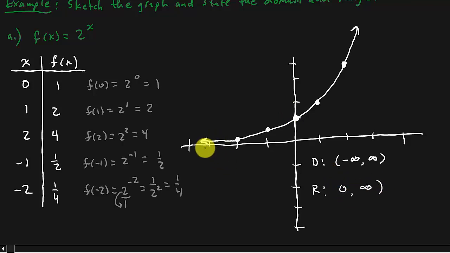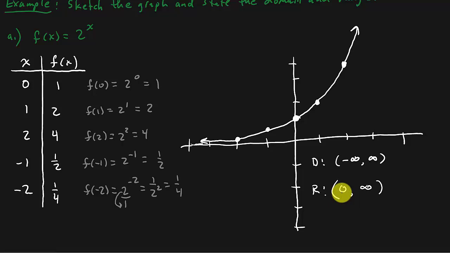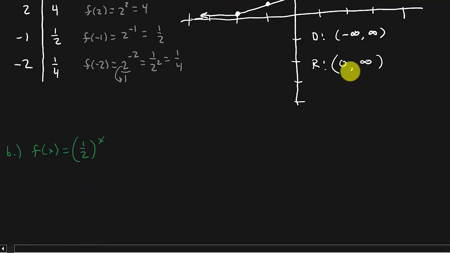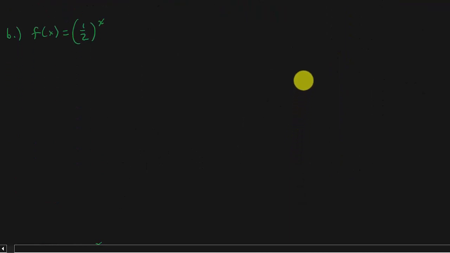Now, is it ever going to hit 0? Will this graph ever touch the x-axis? No, it just gets real close to the x-axis. So we put a parenthesis on the 0, so that means we don't include the 0. Okay? All right, so here we have another one.